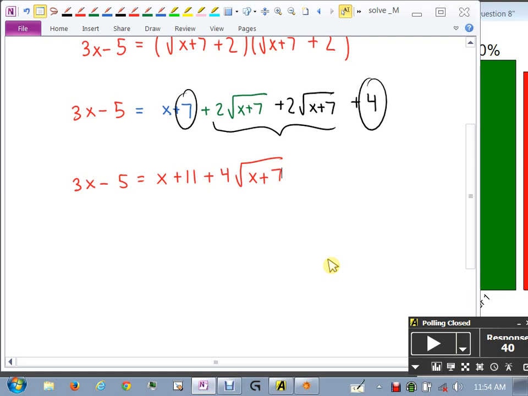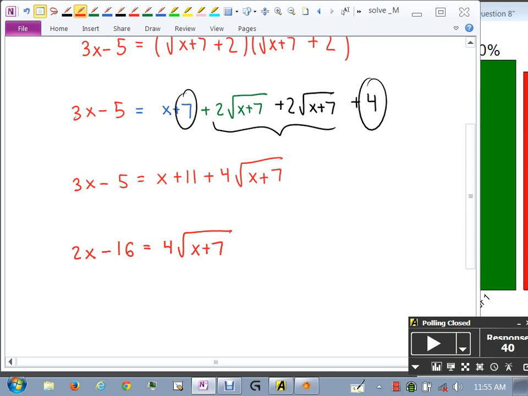Now isolate the radical. Yes? No, because I'm keeping it on the right side. I haven't moved it. It's plus and plus. I'm about to move them to the other side next. I collected like terms here. 7 and 4 is 11. But I have not isolated the radical, so I have not moved those to the left side yet. That's my next step. So I'm going to subtract x on both sides, which would give me how many x's? 2x on the left. I'm going to subtract 11 on both sides, which would give me negative 16. Then I'm left with the 4 root x plus 7.